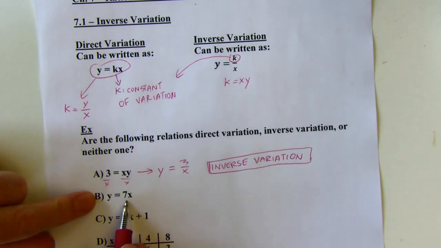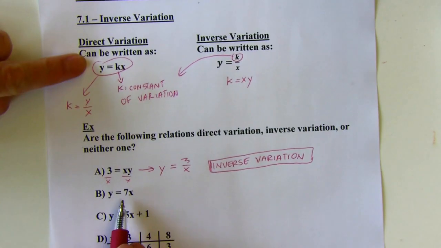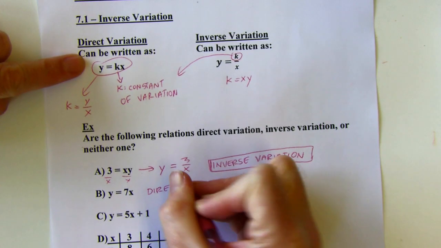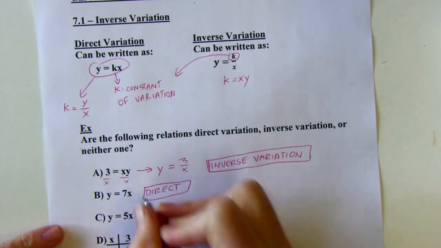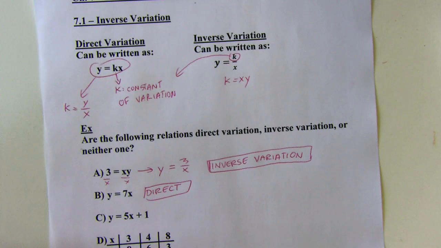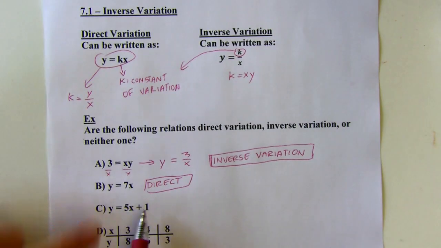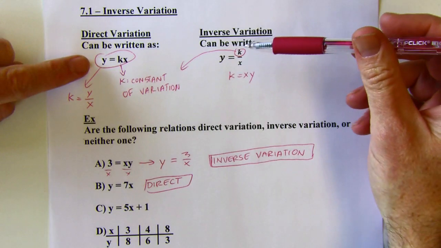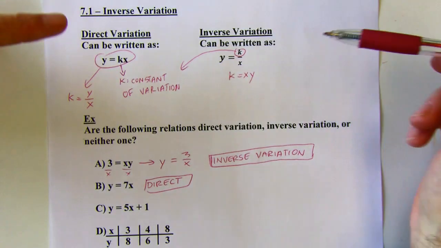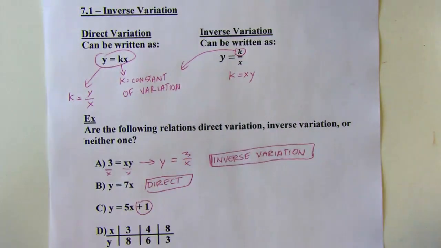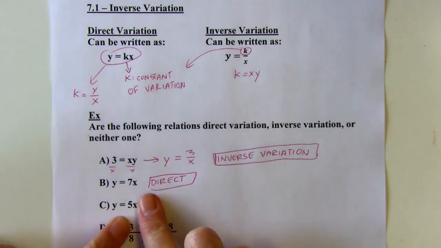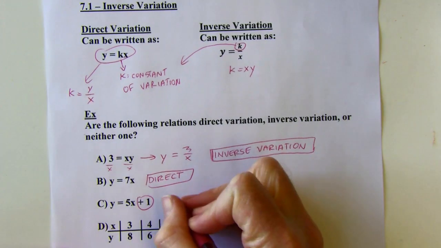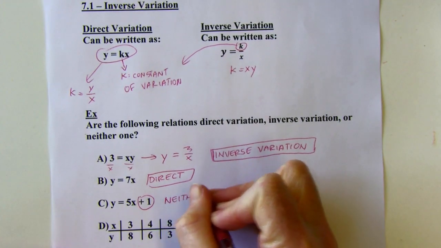This one's already solved for y, so I can see that this is going to be direct variation. I'm not going to write out the word variation every time. That one's direct. Okay. Now this one is pretty similar, except I've got this plus 1. And notice in both of these formats, there's nothing added or subtracted. So this is going to be a disqualification, even though without that, this would be direct variation. But with the plus 1, that's going to be a disqualification.